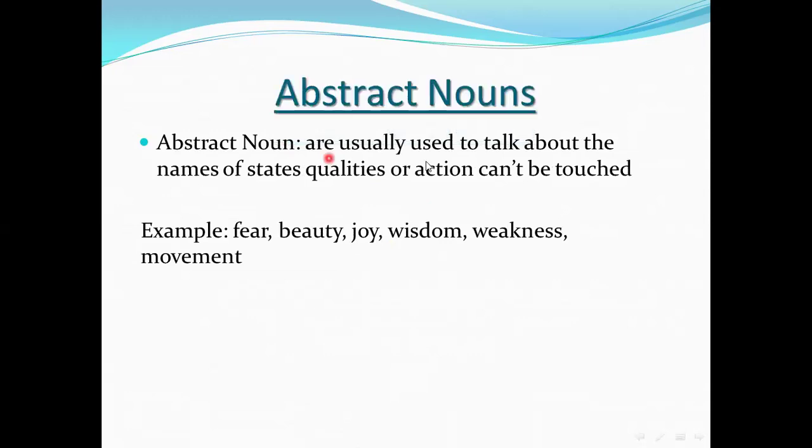Abstract nouns are usually used to talk about what? About the names of states, qualities or actions that cannot be touched. Like what? Like fear, beauty, joy, wisdom, witness, movement. This is abstract noun. Let's go to another one.